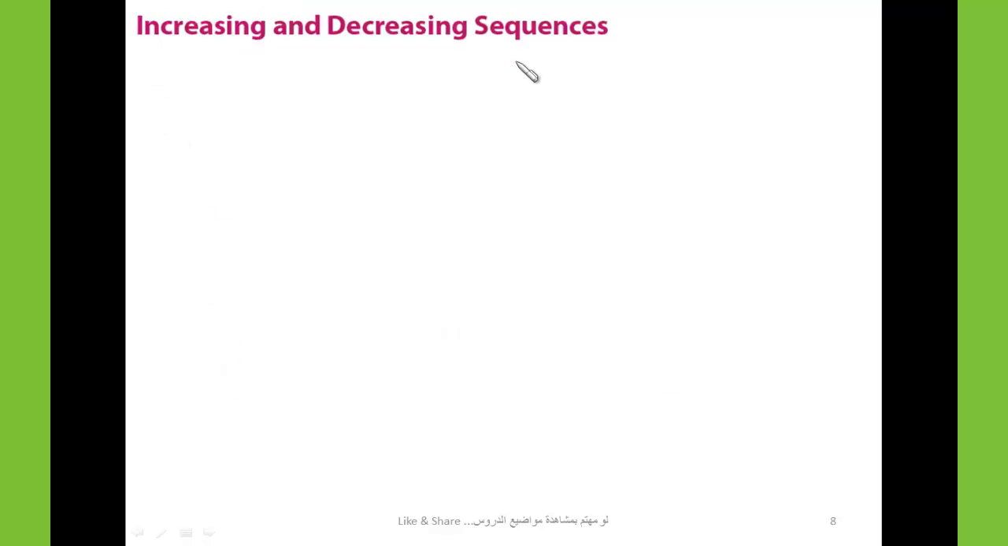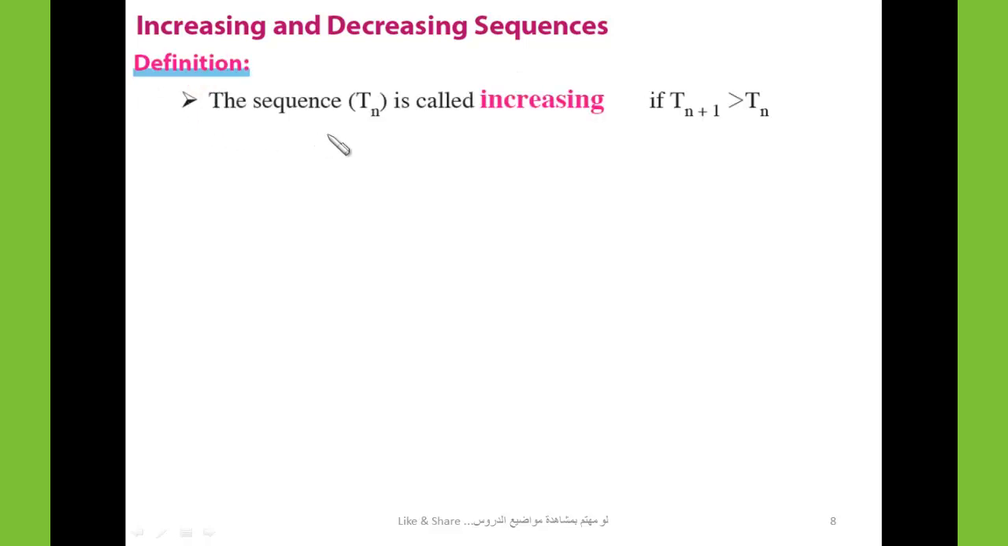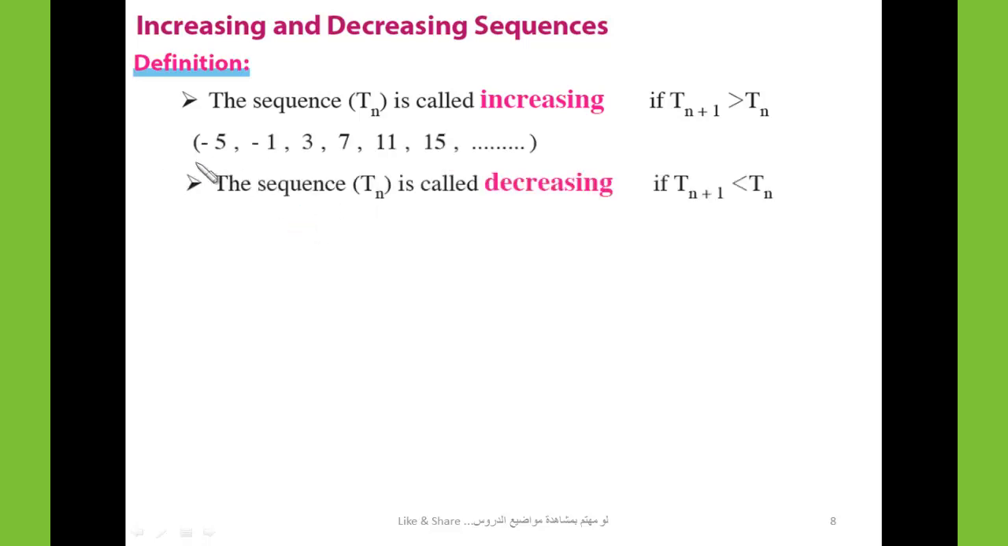Increasing and decreasing sequence. Definition: the sequence Tn is called increasing if Tn plus 1 is greater than Tn. For example, T2 greater than T1, or T3 is greater than T2. So it is an increasing sequence. Example: this sequence, -5, -1, 3, 7, 11, 15, and so on. This is an increasing sequence. 3 is greater than negative 1. Negative 1 is greater than negative 5. 11 greater than 7. So always Tn plus 1 is greater than Tn.